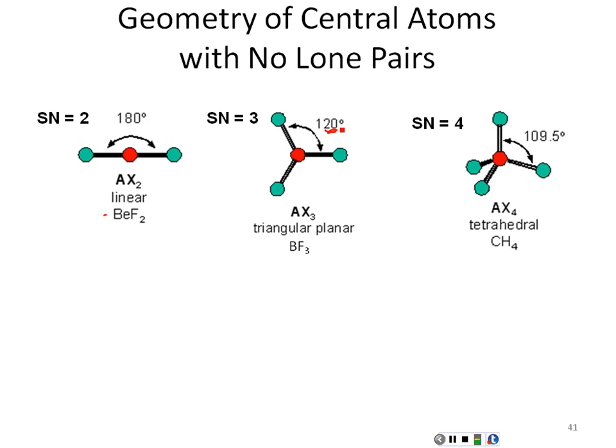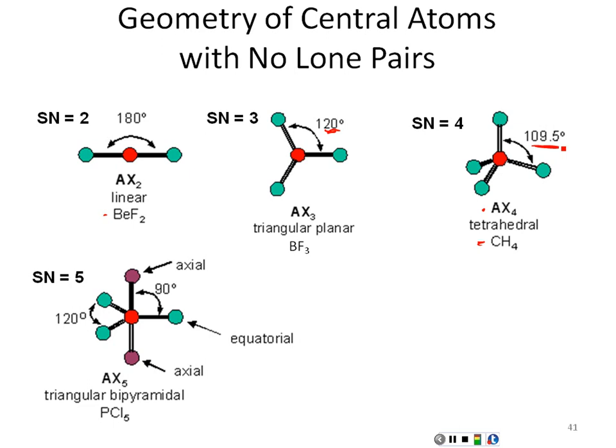Moving on to steric number of 4, AX4 would be the formula, and this is what we call tetrahedral geometry. A very classic example is methane. And in carbon compounds in general, carbon has a bonding capacity of 4. It tends to form tetrahedral molecules. And the bond angle in a tetrahedral molecule is 109.5 degrees.